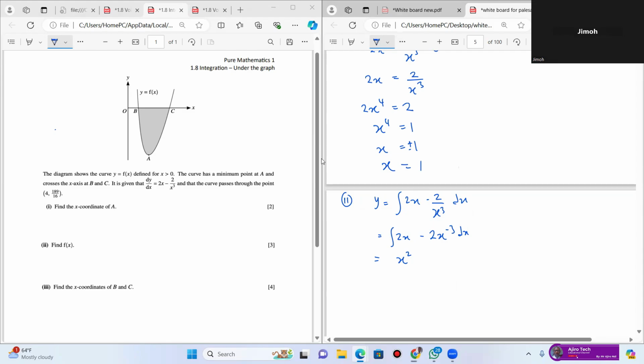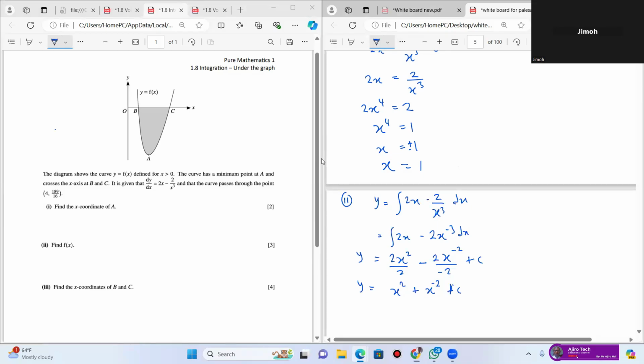Then the 2s cancel out, it's x squared, minus 2x to the power minus 2 over minus 2, plus c. I don't know what c is yet. So y becomes x squared plus x to the power minus 2 plus c.